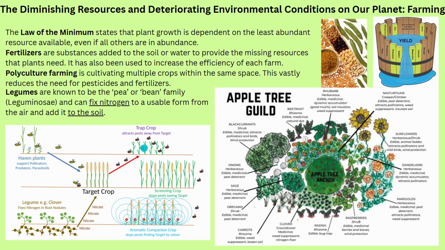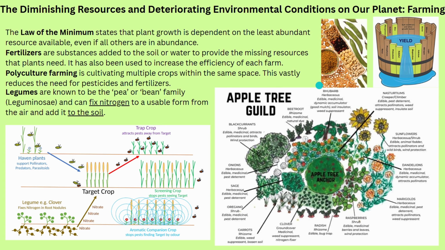You have screening crops, which stop pests from directly seeing the target crop. And you also have aromatic companion crops that deter pests from seeing the crop through odors rather than a physical barrier. And then you also have groups of plants that help bring nutrients back into the soil. For example, legumes, which are known to be part of the pea or bean family and can fix nitrogen into a usable form from the air and add that into the soil, acting as a natural fertilizer.